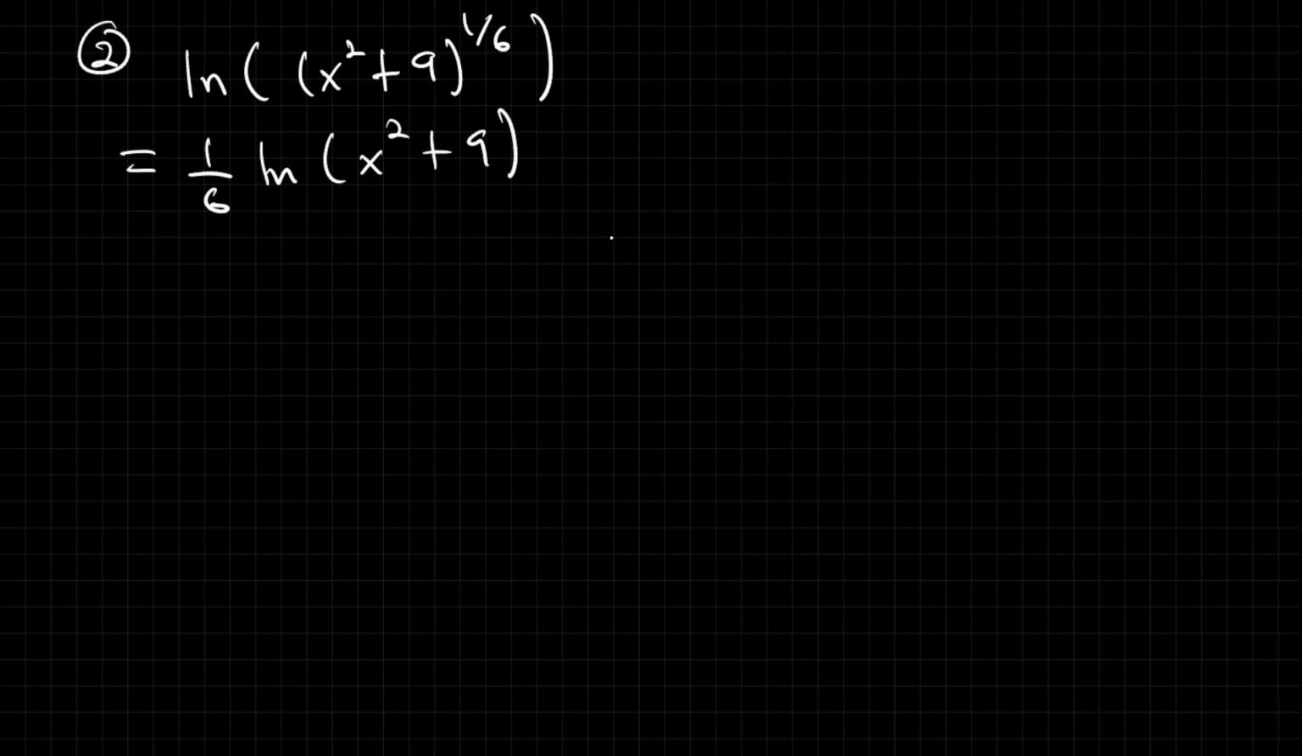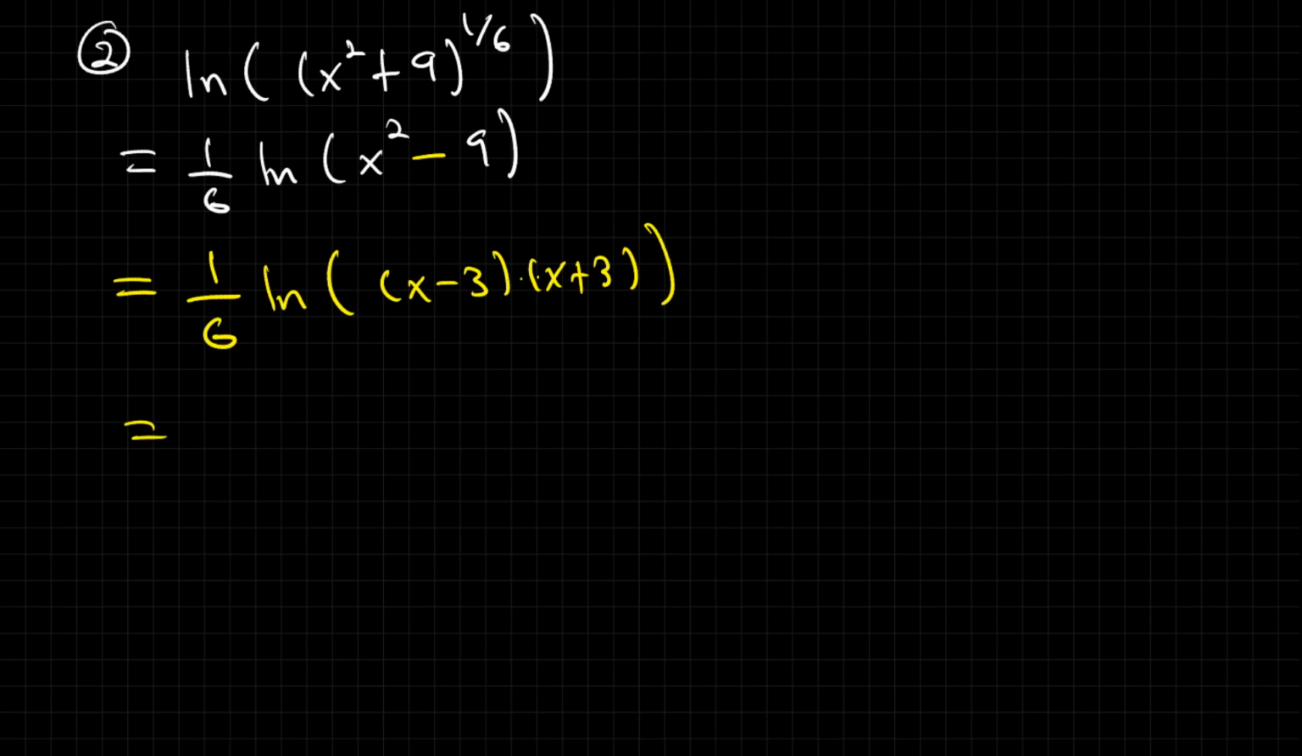And you might be tempted to take this further. However, there's nothing you can do with this x squared plus 9. Now if, and this is not true, but if it happened to be something that factored, so x squared minus 9, let's just suppose that for a second, then we would be able to continue and write that this is equal to ln of, I can factor x squared minus 9, and now I have ln of the multiplication of two things. This becomes 1/6 ln x minus 3 plus ln x plus 3.